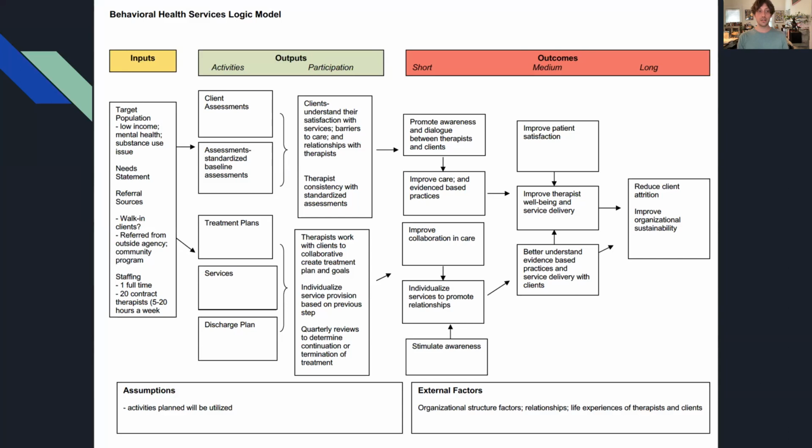The needs statement of the organization, how does that actually influence care based upon the way you describe the organization and operationalize some of the therapist's guidelines? How are folks referred for services? Are they walk-ins? Do they have appropriate insurance? Can they access these services? And then a major one that we noticed was the staffing variations, that the majority of them were part-time staff.